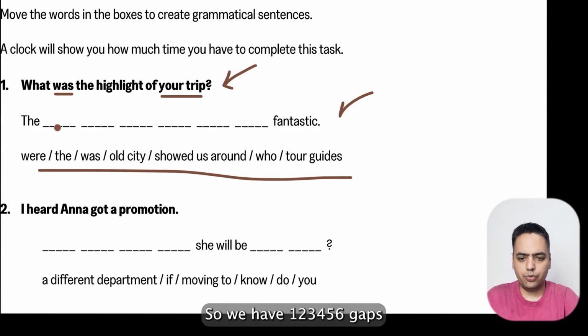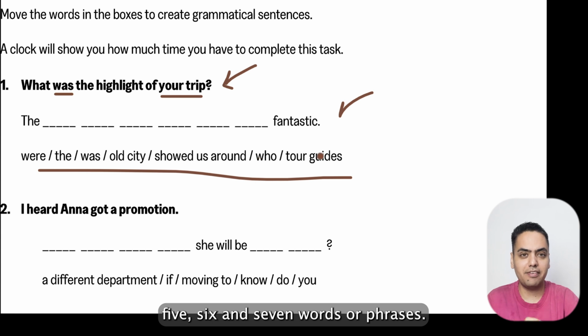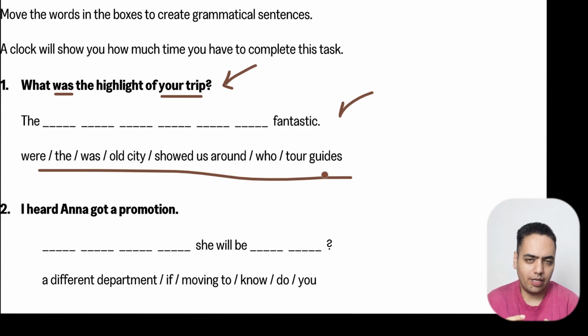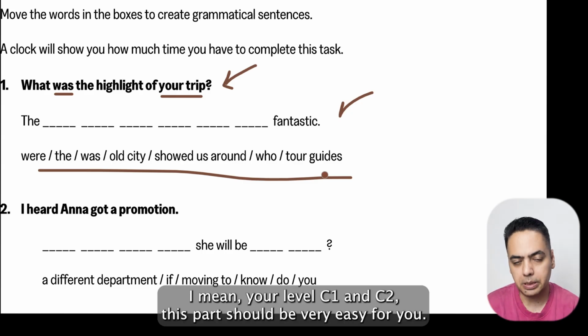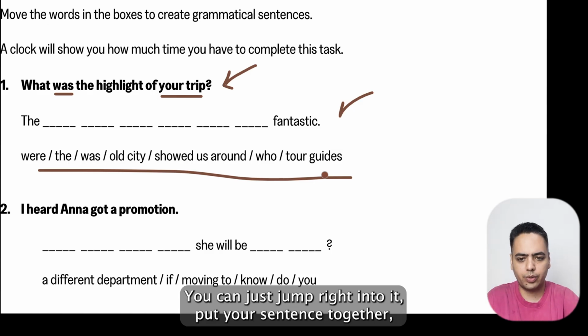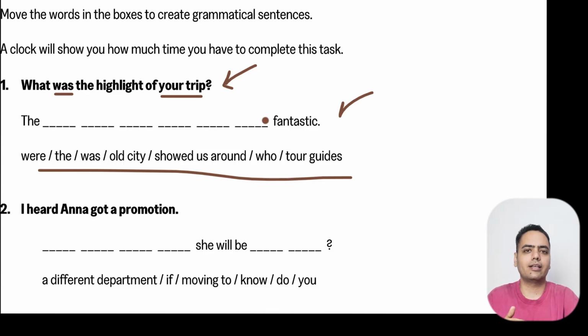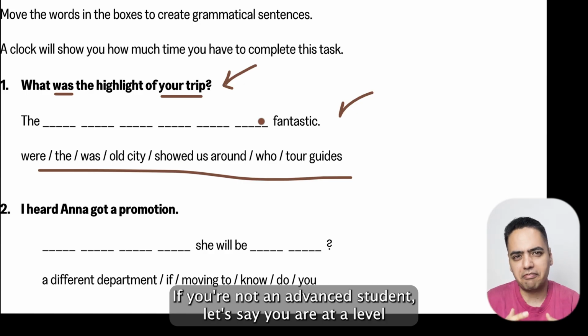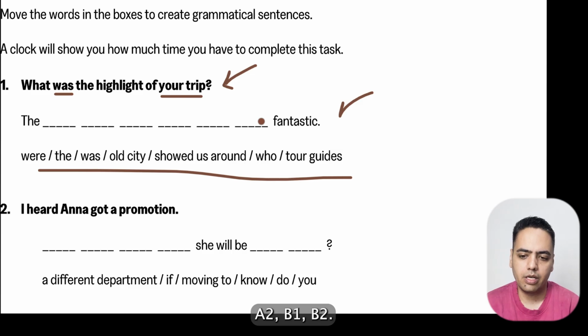So we have 1, 2, 3, 4, 5, 6 gaps, and 1, 2, 3, 4, 5, 6, and 7 words or phrases. So it definitely shows us that one of them is extra. And those of you who are at an advanced level, I mean, you are level C1 and C2, this part should be very easy for you. You can just jump right into it, put your sentence together, read it a couple of times, and move things around when necessary.